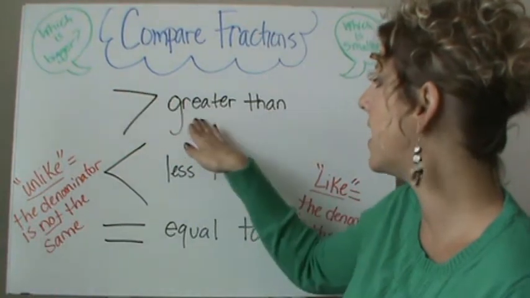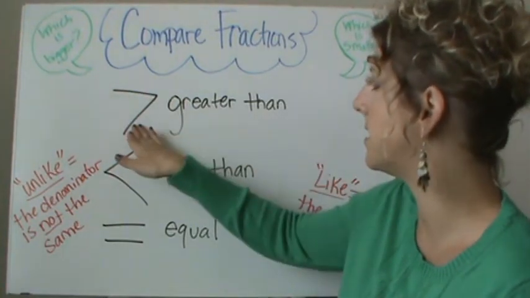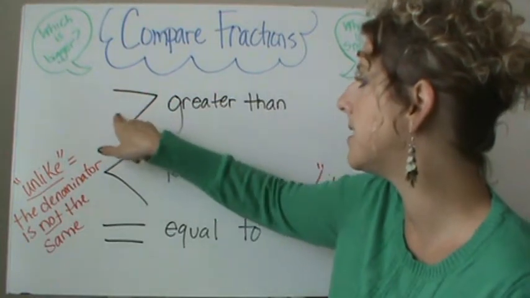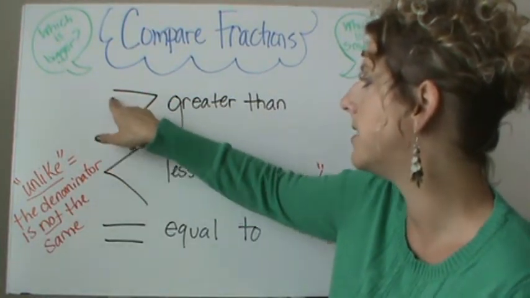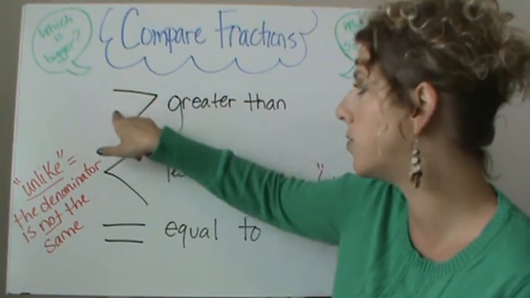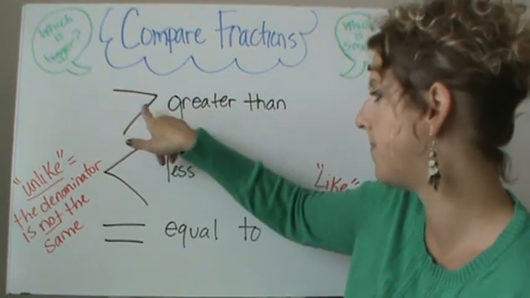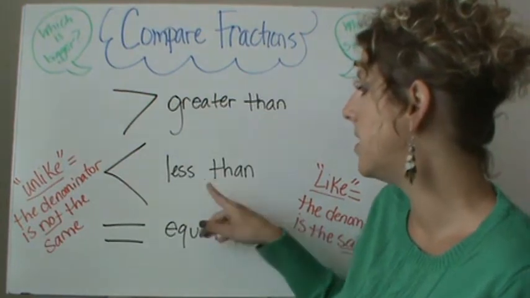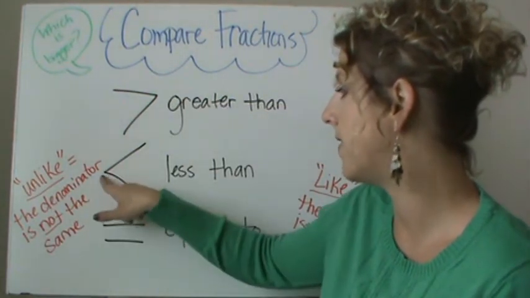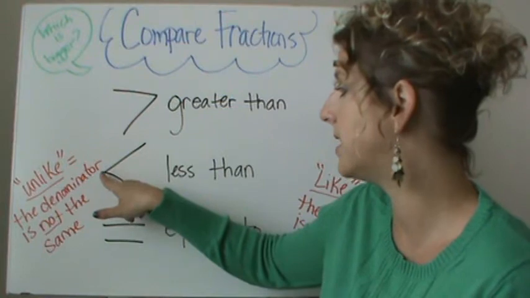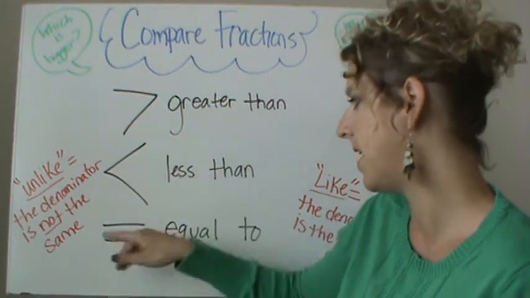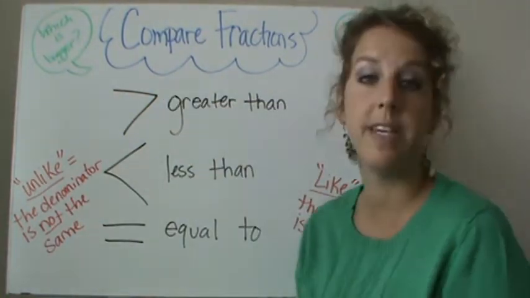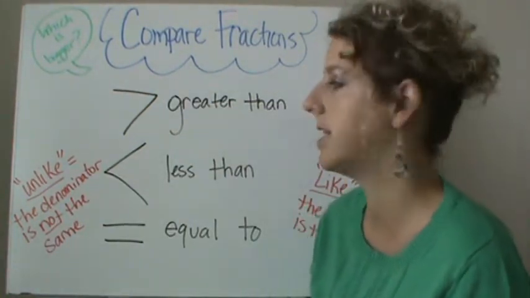So this one we say greater than when we see this symbol. And a great way to remember that is the biggest part here is the opening, so you can say it's greater than. This symbol we would call less than. You can read it from left to right. This is the smaller part, so it's less than. And then of course equal to. So I want you to use these three symbols when comparing fractions.